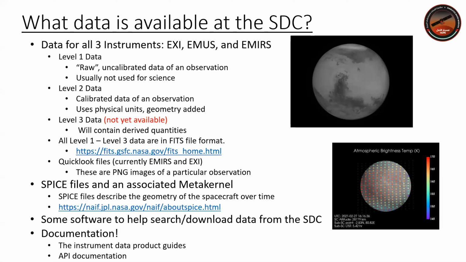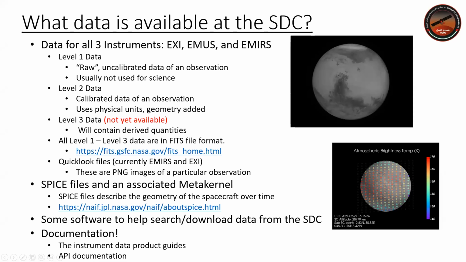So for level 1 to level 3 data, everybody uses the FITS file format. If you're not familiar with FITS, I have a little link here, but it's a pretty standard file format used in astronomy. At this link here, they have different readers and such. And finally, we also have quick look data files. These are not FITS files. These are actually just PNG images that you can use to quickly download the data and take a look at it using any sort of photo browsing app.